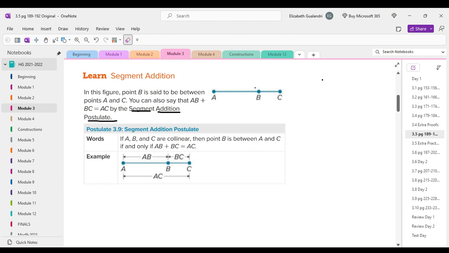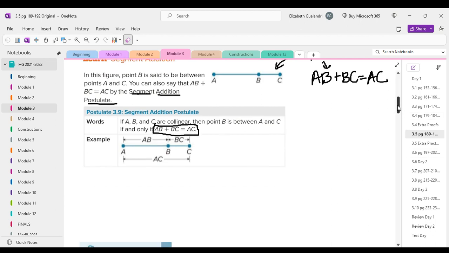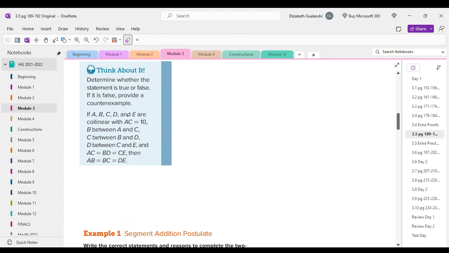And what it's going to allow us to do is to look at a picture like this. So this is kind of that if, and then conclude that we can make a statement like AB plus BC is equal to AC. That's what the segment addition postulate allows. So you see in a picture, that diagram, and you spit out this step right here with the reason of segment addition postulate. Okay, so determine whether this is true or false is on the side of the page.